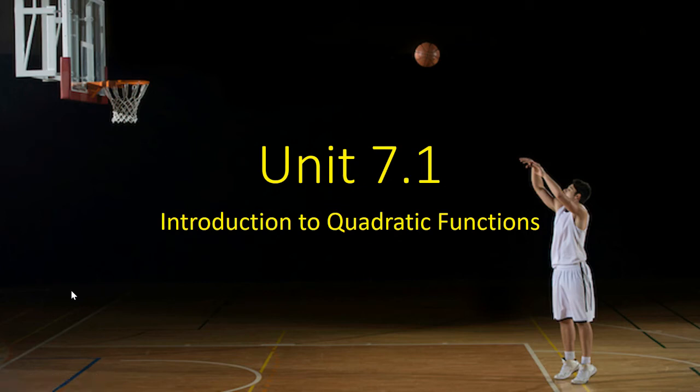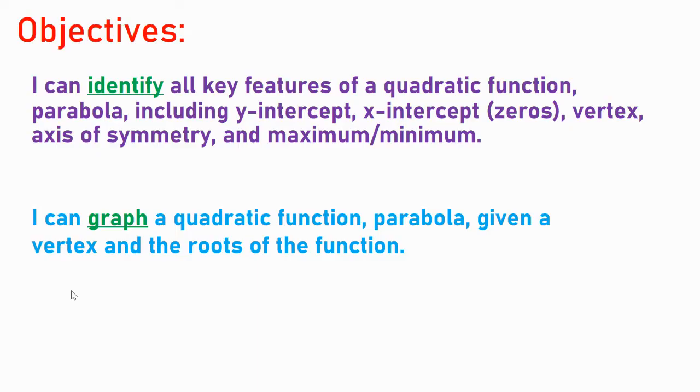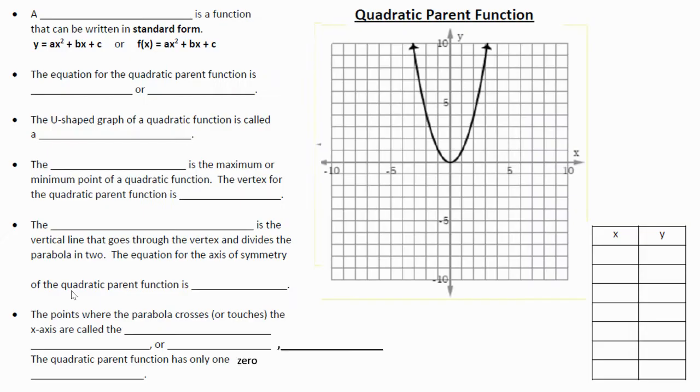This is Unit 7.1, Introduction to Quadratic Functions. Our objective today is to identify all the key features, all the attributes of a quadratic function. A quadratic function is called a parabola. We're going to find the y-intercept, the x-intercept, which is the zeros, the vertex, the axis of symmetry, the maximum and minimum. So your goal today is that I can graph a quadratic function, given a vertex and the roots of the function, and you need to be able to identify all those parts.